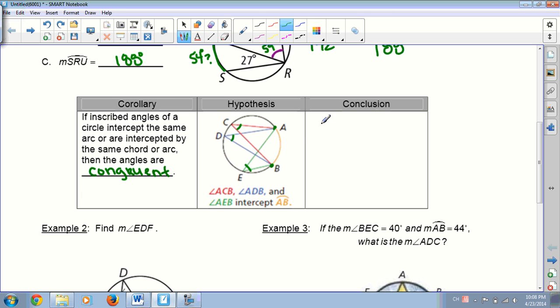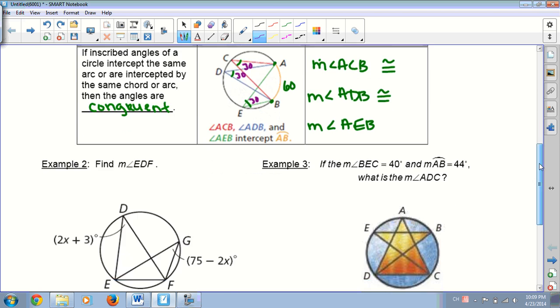So what we can conclude is that the measure of angle ACB is congruent to the measure of angle ADB is congruent to the measure of angle AEB. So all three of these angles would have to be the same. So if I told you that this arc was 60 degrees, then that would make each one of these angles half of the arc, which would be 30.